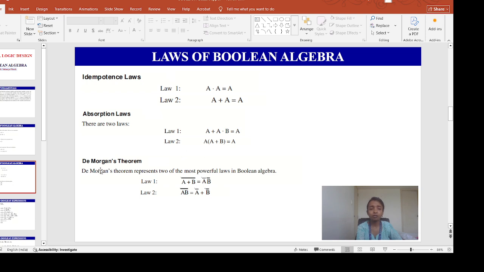Okay. Now, this law is very much important. De Morgan's theorem. De Morgan's theorem represents two of the most powerful laws in Boolean algebra. First law is A plus B whole bar equals to A bar dot B bar, and second law is AB whole bar equals to A bar plus B bar.